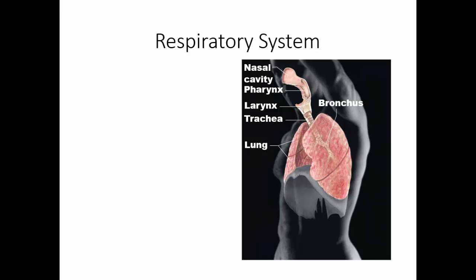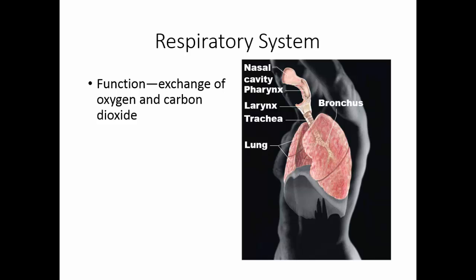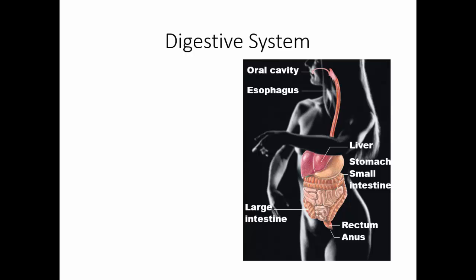Your respiratory system is composed of your nasal cavity, your pharynx or throat, larynx or voice box, the trachea, the bronchial tubes, and the lungs. The function of the respiratory system is to exchange oxygen and carbon dioxide between the air and the blood. Some of the terms that help you in the respiratory system are pulmon, which means lung, and pneumo, which means air. The digestive system starts at the oral cavity and ends at the anus.